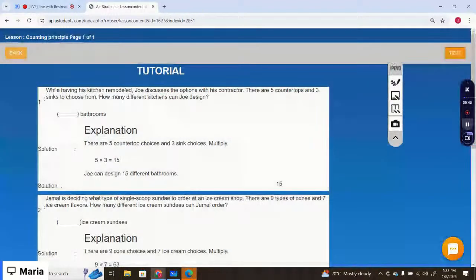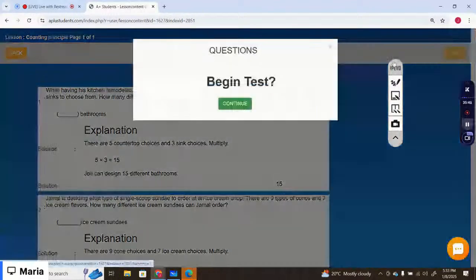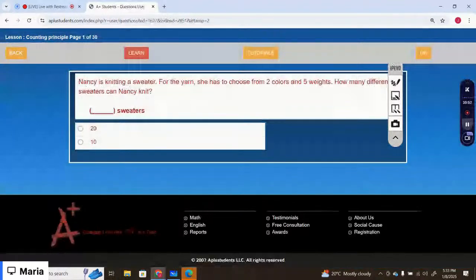Let's just start with the test questions. Nancy is knitting a sweater from yarn. She has to choose two colors and five weights. How many different sweaters can Nancy knit?